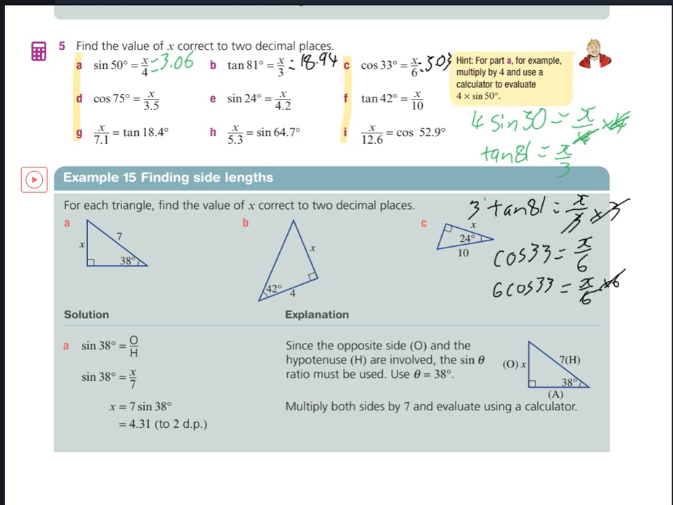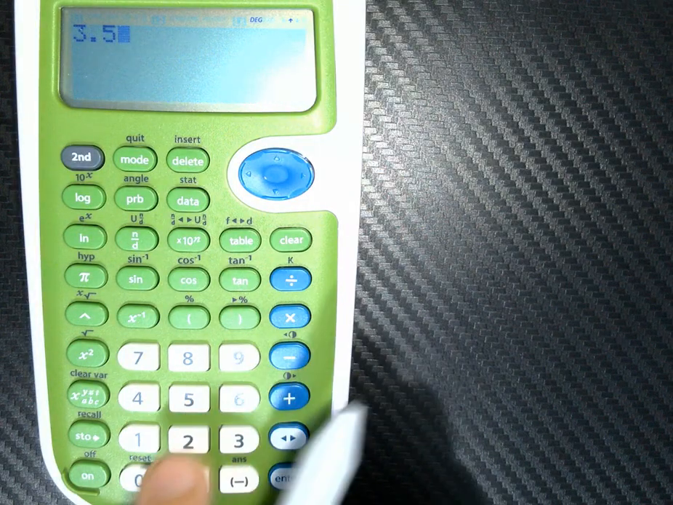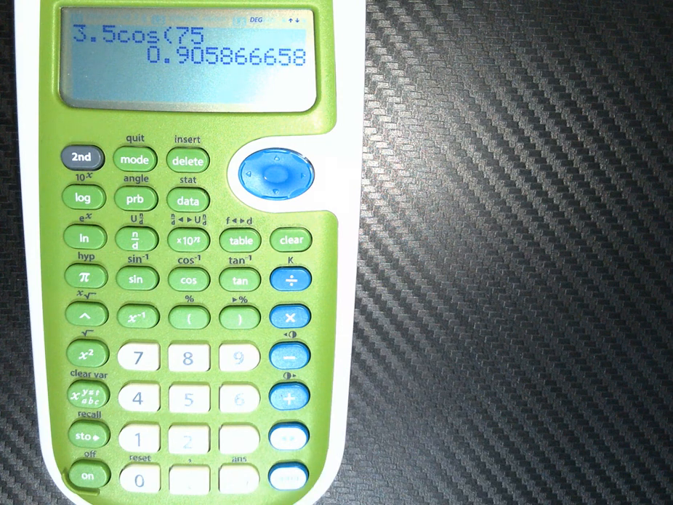Done. Okay, so I feel I can see a pattern. I'm always just getting this number and multiplying it by the number at the front, and that is all I need to do for all of them. There are no exceptions here. So this one is going to be 3.5 cos 75. 3.5 cos 75 is 0.905, which will round up to 0.91.